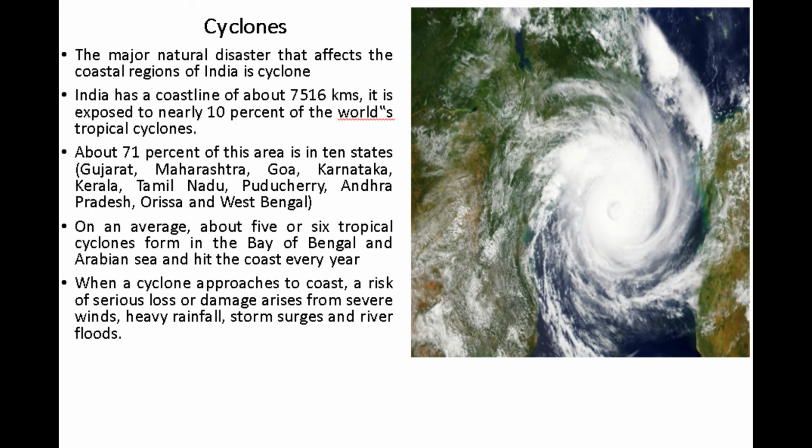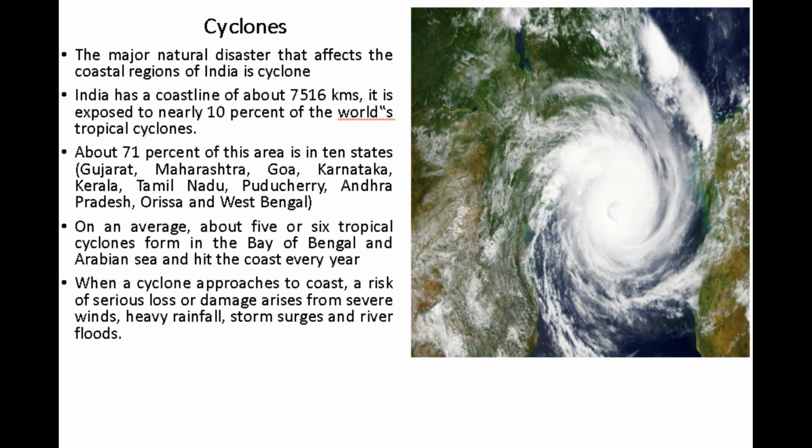Cyclone is also a natural disaster which affects a coastal region. India has a coastal region of 7,516 kilometers. About 71% of this area is in 10 states, that is Gujarat, Maharashtra, Goa, Karnataka, Kerala, Tamil Nadu, Pondicherry, Andhra Pradesh, Orissa and West Bengal.